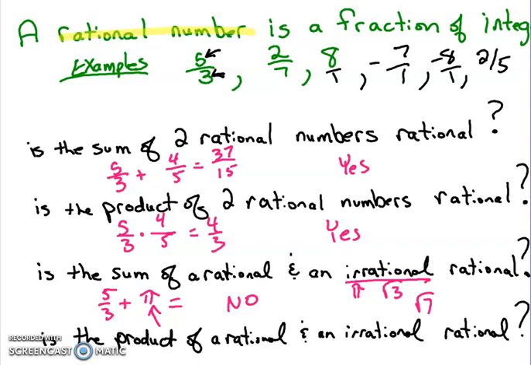How about the product? Well, the same thing. If I took 5/3 times pi, pi is irrational. So when I multiply that together, it's still going to be an irrational number. So the answer would be no as well. The only exception to this is if the rational number I chose was 0. If I chose 0 times pi, then the result would be 0, and then it would be rational.